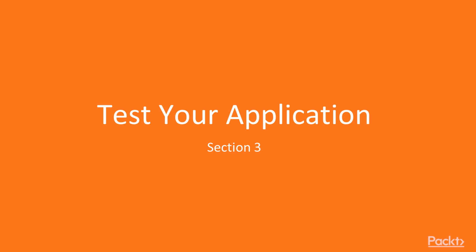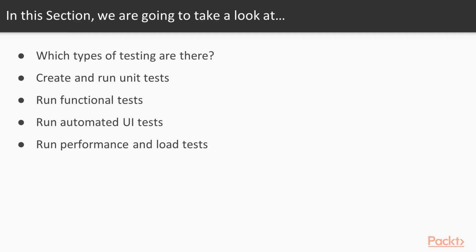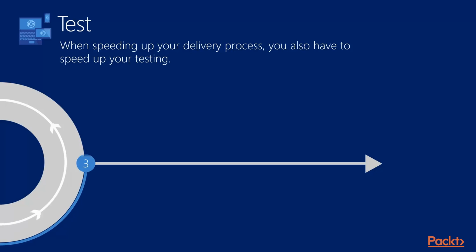Section 3. Testing your application. In this section, we're going to look at the types of testing that are available. We're going to create and run unit tests. We're going to run functional manual tests, automated UI testing, and then finally, we'll have a look at performance testing and how that works within the Visual Studio and Team Foundation landscape.